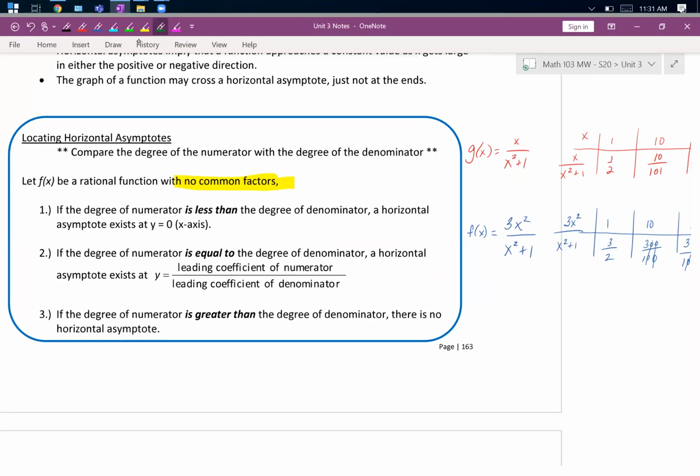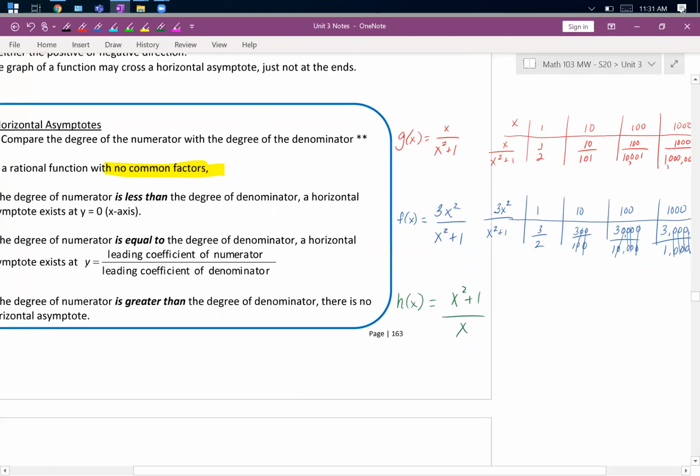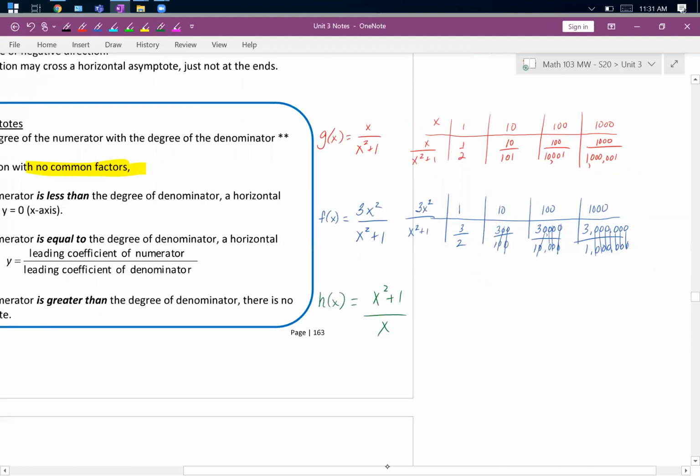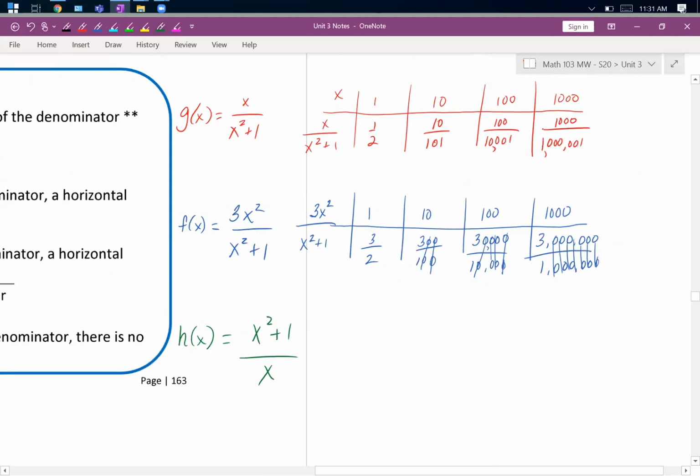All right, well then our last case is when the degree of the numerator is greater than the degree of the denominator. So maybe we have something like x squared plus 1 over x. When the degree of the numerator is larger, there is no horizontal asymptote. And we can see that from a little XY chart again. It's actually just going to be the flip of the red, since I just flipped the fractions there.